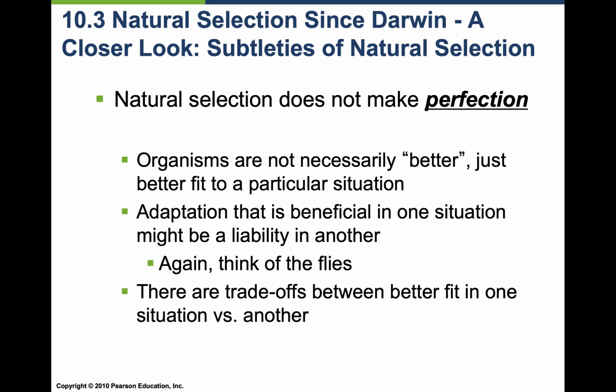Now this is a really hard one for a lot of students to wrap their heads around for whatever reason. And I think it has to do with our human ideals of becoming perfect or perfected. But organisms are not necessarily better than one another. They're just better fit to a particular situation, right? And an adaptation that is beneficial in one situation might actually be a liability in another. So think about the flies again with the alcohol gene.